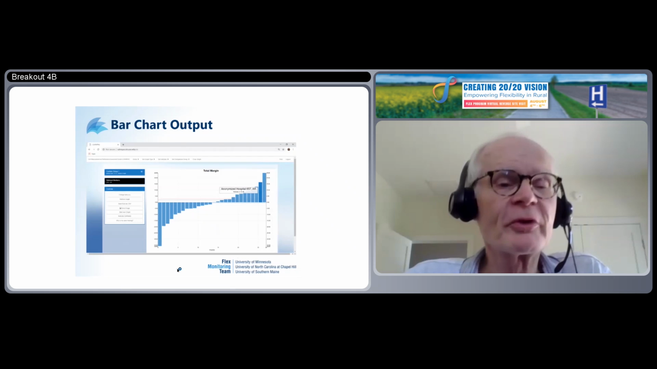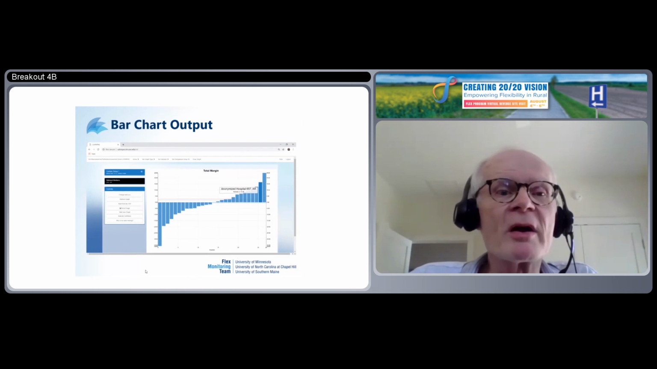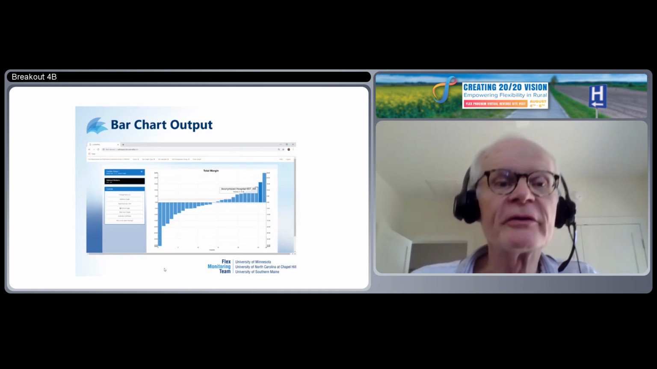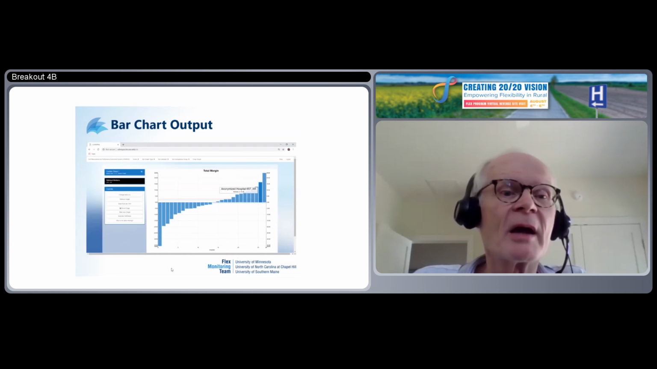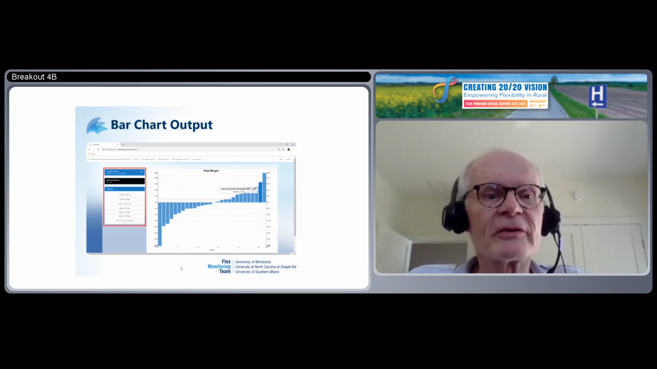So the first type of graph you can do is the bar chart output. Again, this chart graphs all of the individual hospitals in your state. You hover over the bars and it tells you exactly what hospitals they are. The red line is the benchmark. And so you can see here about half the hospitals are losing money and about half are making money. Next slide, please.